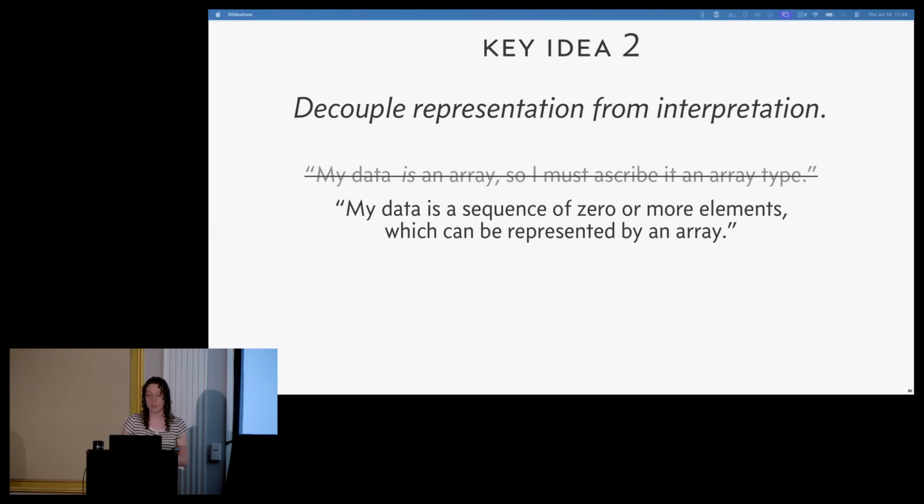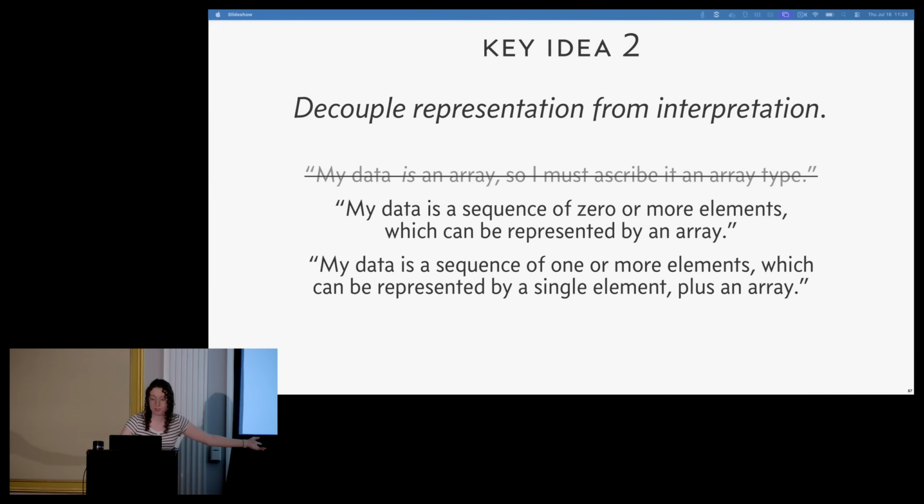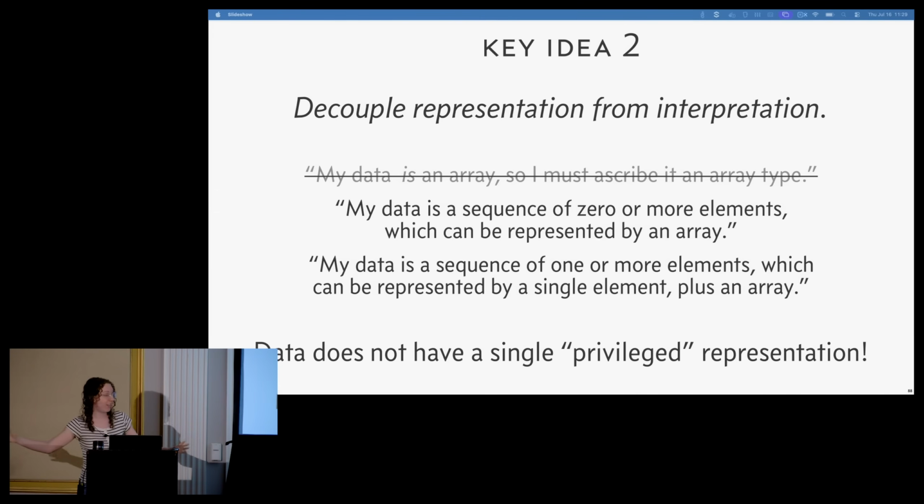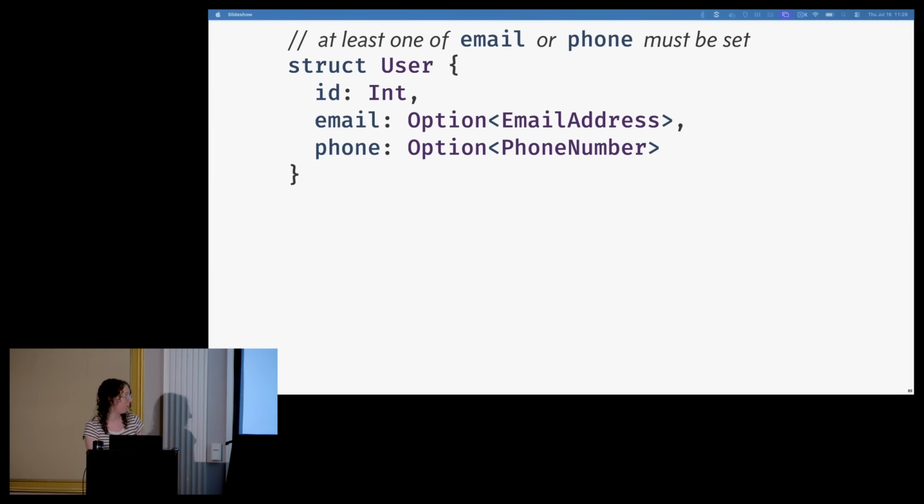In many cases, it might even be possible to represent it as a set or a bag. But similarly, if you think about, well, my data is just a sequence of one or more elements, then this representation is very natural. And so it's very important to get away, I think, from this idea that there is some privileged, correct, ideal representation of your data, and instead free your mind and be willing to come up with some other representation.